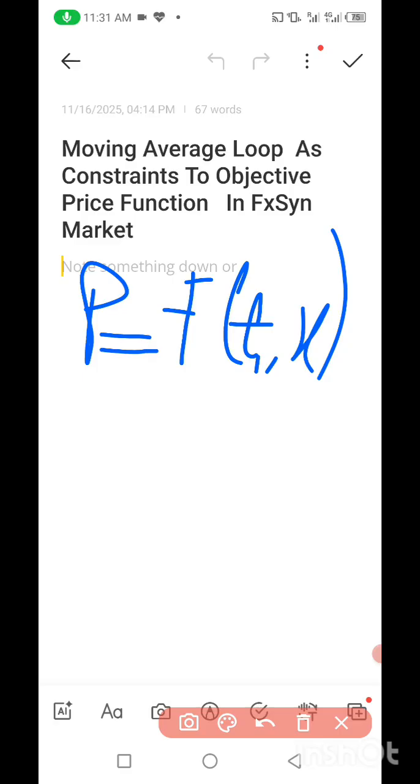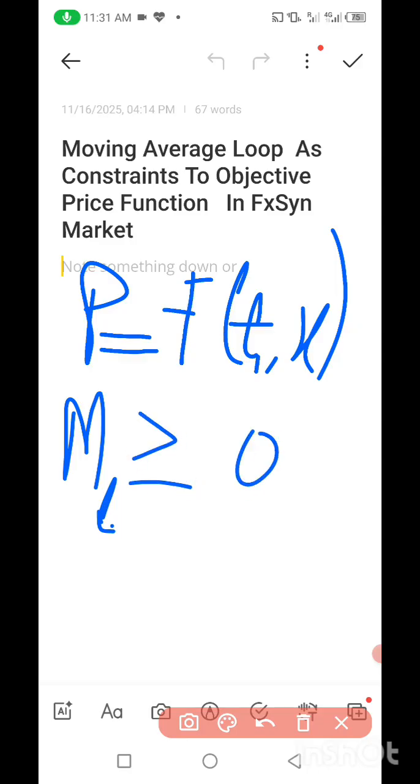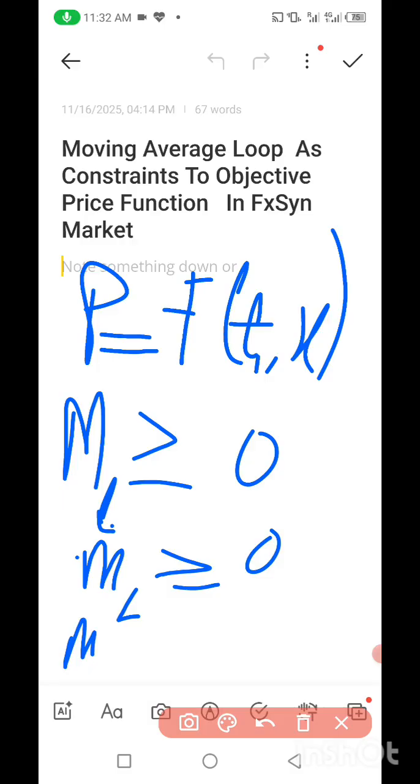Now if price is moving, it's not going to move just alone. There are constraints. So we define the moving average loop, MAL, which will be represented with M subscript L, meaning moving average loop. Now, the constraint is that this moving average loop can be greater than or equal to 0, it can be less than or equal to 0, or this function can be 0 entirely. Now these are constraints.